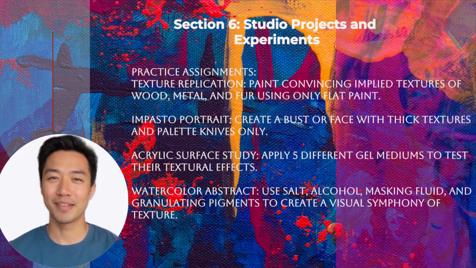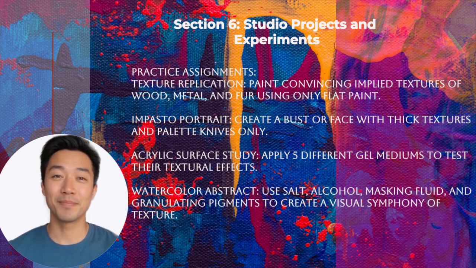Section 6. Studio projects and experiments. Practice assignments. Texture replication: paint convincing implied textures of wood, metal, and fur using only flat paint. Impasto portrait: create a bust or face with thick textures and palette knives only. Acrylic surface study: apply 5 different gel mediums to test their textural effects.